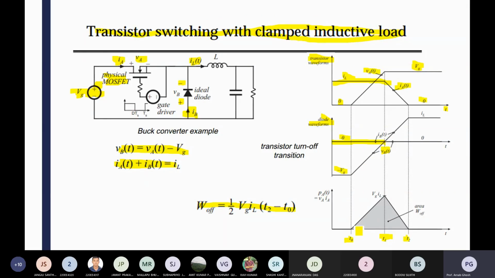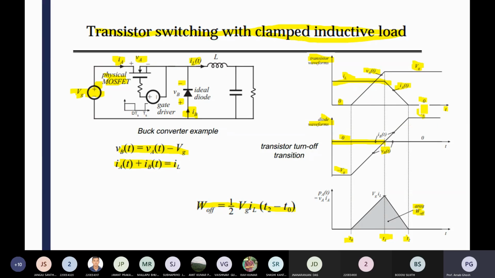So that amount of area you have observed, okay, that area is the energy effect. So how much energy will be there? Energy calculation. The diode current will rise up to IL. IL means the load current or inductor current, you can say it like this. So that current will be maintained overall.